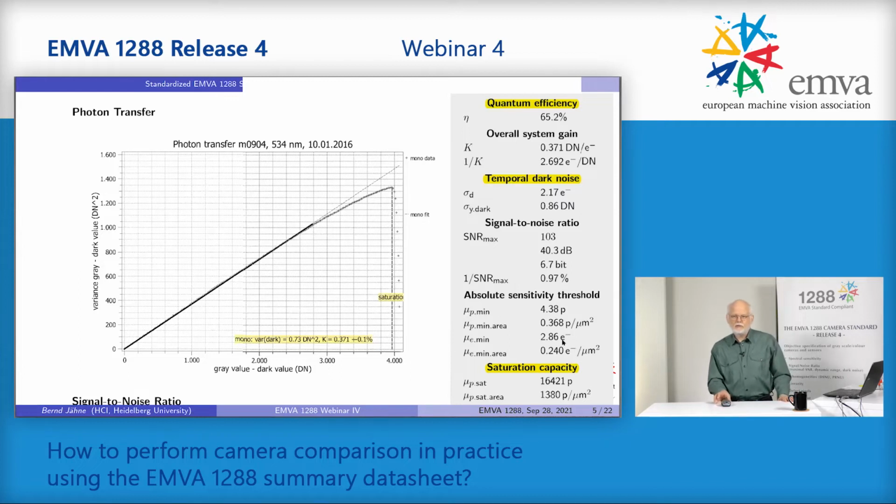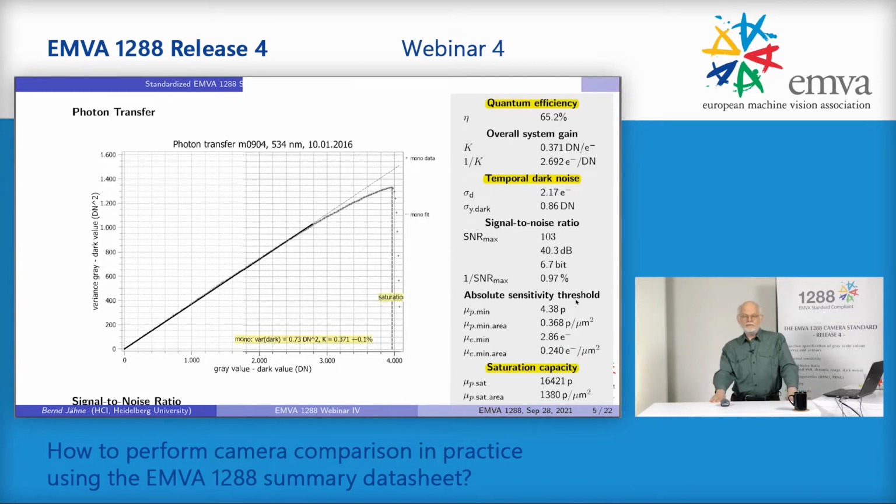2.86 electrons, or in photons. The ratio of this is of course just given by the quantum efficiency, because not every photon is converted into an electron here, only 65%, and this is why you need 65% more photons, and this is why the value in photons is important.